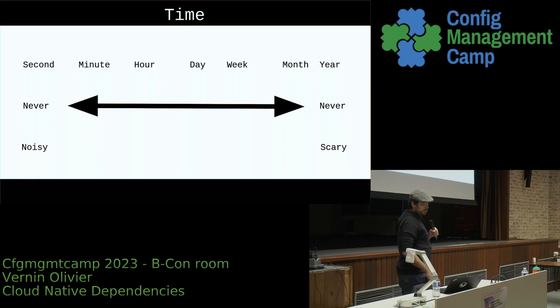Another common challenge that we see is how frequently we want those changes to happen. We could apply those changes every second, minute, hour, day, week, month, year. What we saw is when we propose a change every second, people just ignore them because it's too noisy. And on the other side, when we propose changes after a long period, people don't apply them because they are scared about changing. So we try to find the right balance between the two.